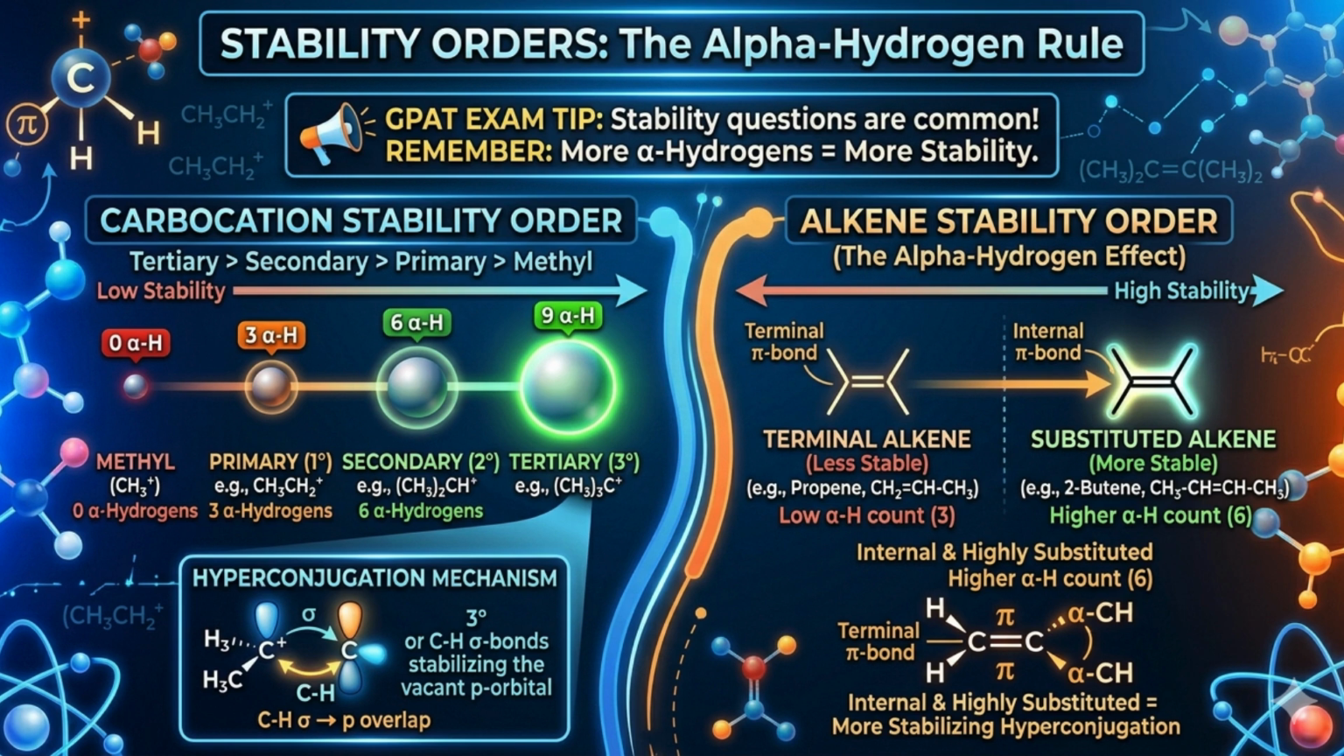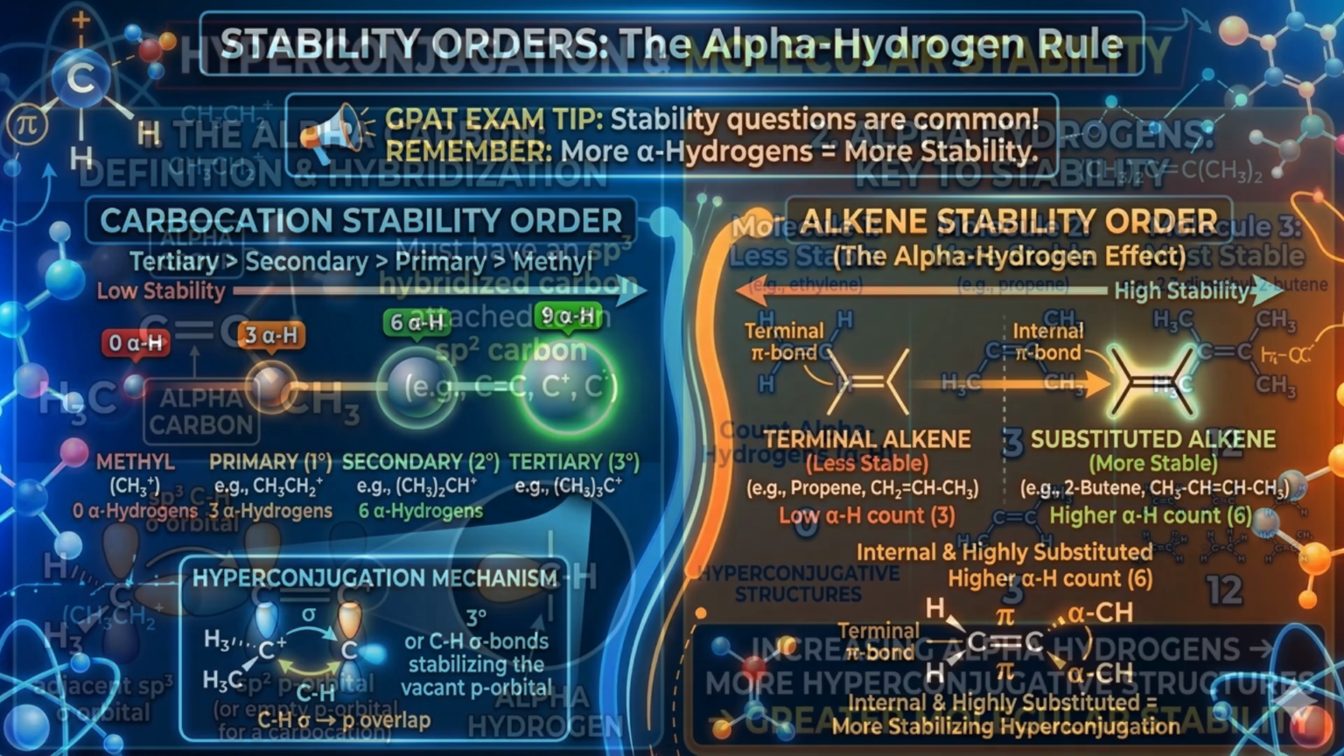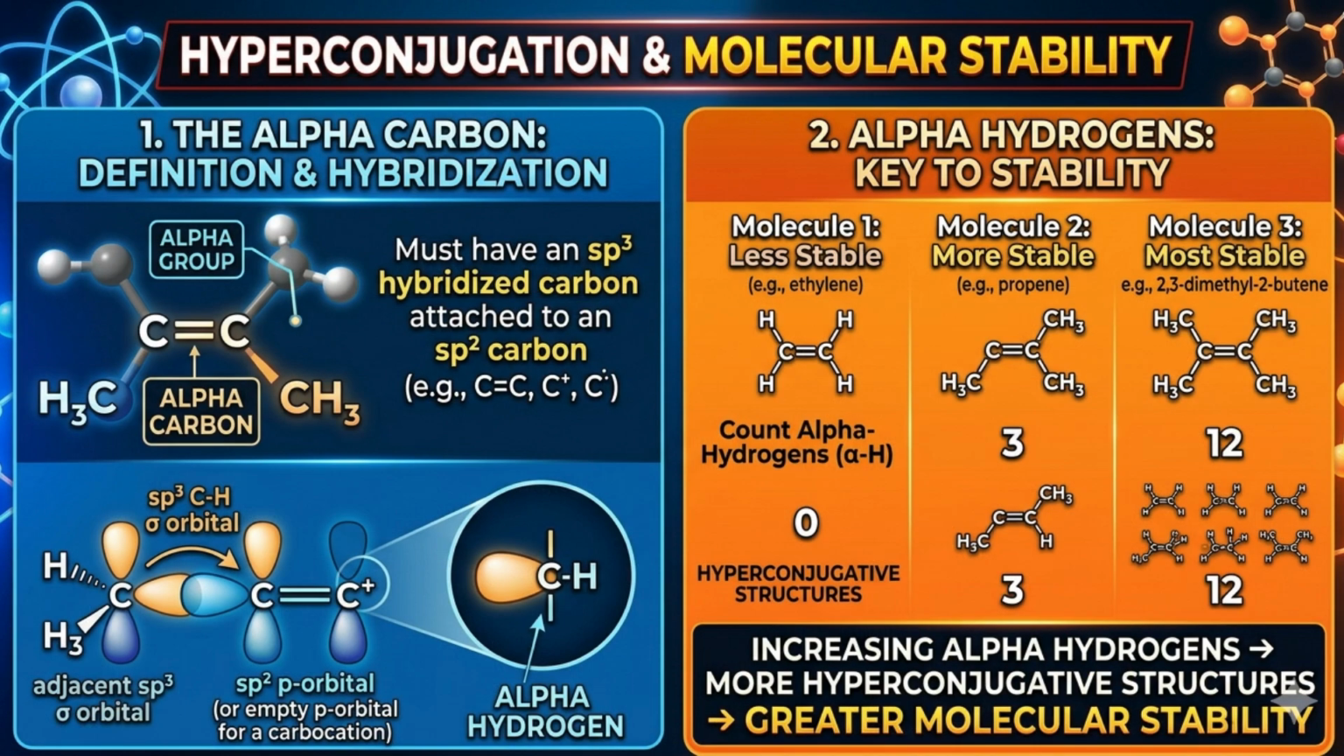Now let's apply this. For carbocations, the stability order is: tertiary is more stable than secondary, secondary is more stable than primary, and primary is more stable than methyl. The reason is simple: tertiary carbocations have the maximum number of alpha hydrogens, so they show maximum hyperconjugation. Now let's talk about alkenes. Substituted alkenes are more stable than terminal alkenes. Why? Because more alkyl groups mean more alpha hydrogens, and that leads to greater hyperconjugation and higher stability. So just remember, count the alpha hydrogens, and you can easily predict stability.